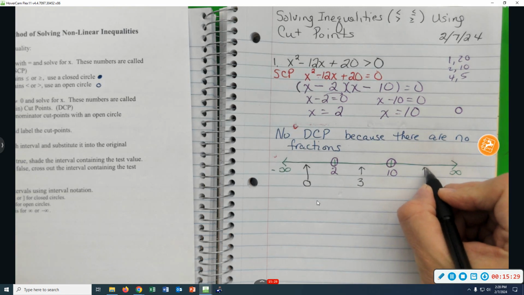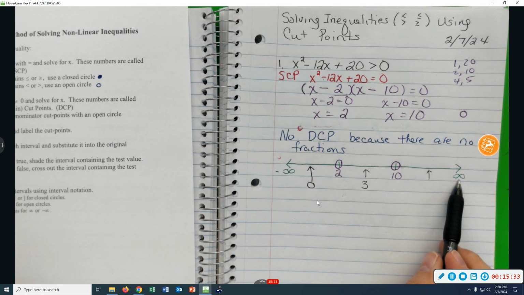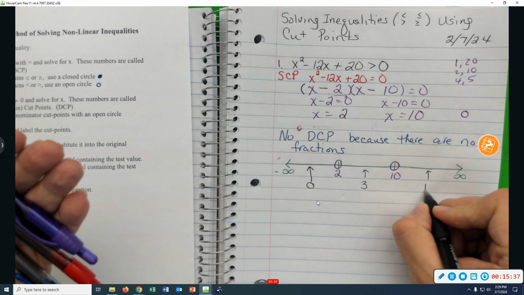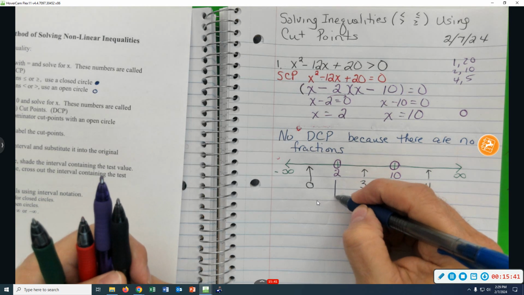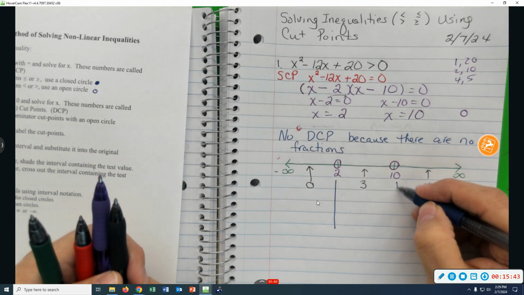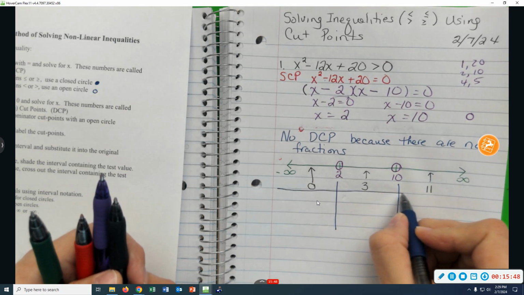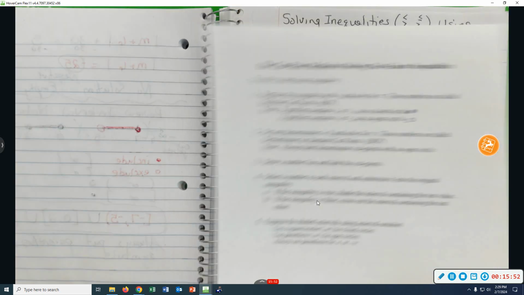And then finally a number between 10 and infinity. There's a lot of those. Which ones do y'all want to use? 11, okay. So I'm going to make a little table here. Okay, so reading through step 4.